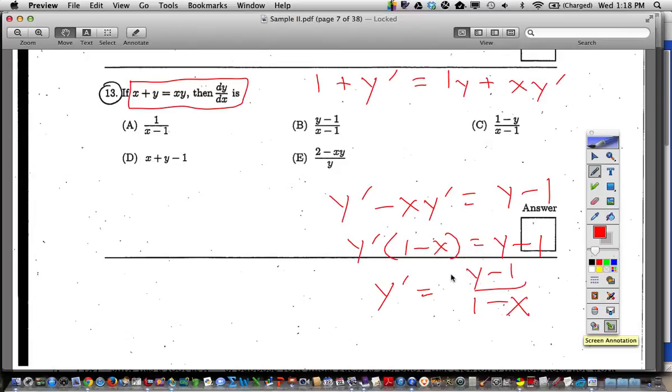Because look what I can do. If I take a negative out of the top here, that would be 1 minus y. If I take a negative out of the bottom, that'd be x minus 1. And then a negative cancels a negative, right? So 1 minus y over x minus 1 is the same as what I had. I say I got lucky. If I would have moved the y primes over to this side, then I would have got C. My answer would have come out just like C. Theirs was. Okay? All right, one more.